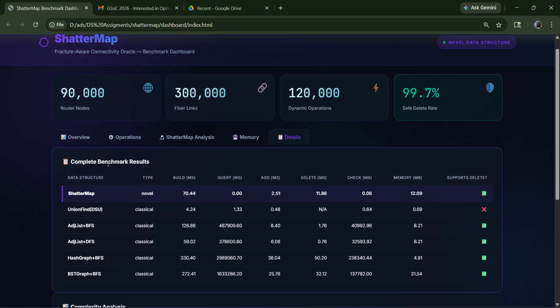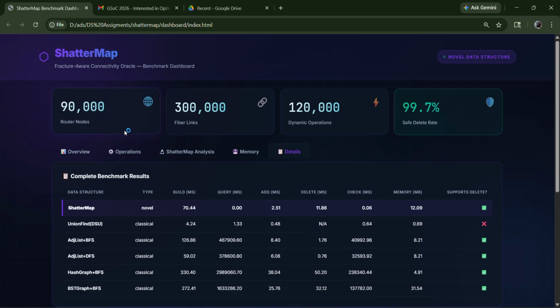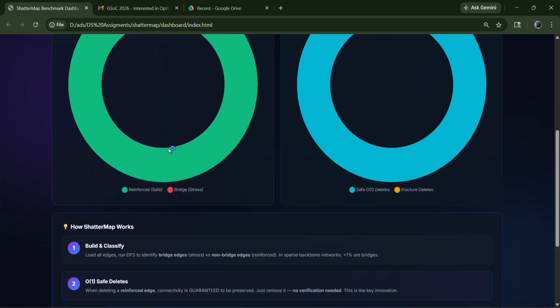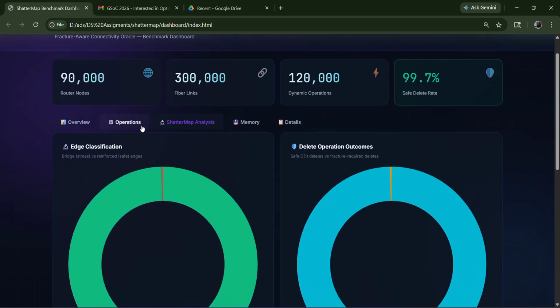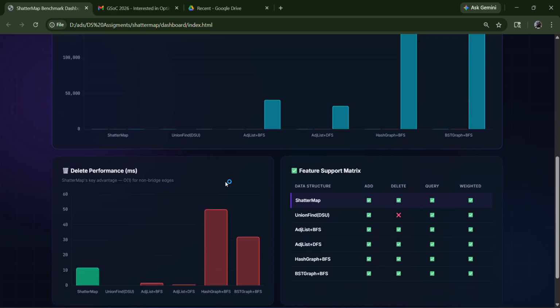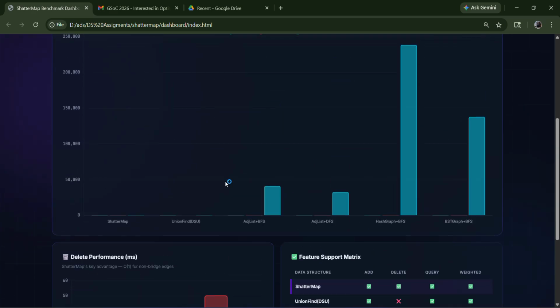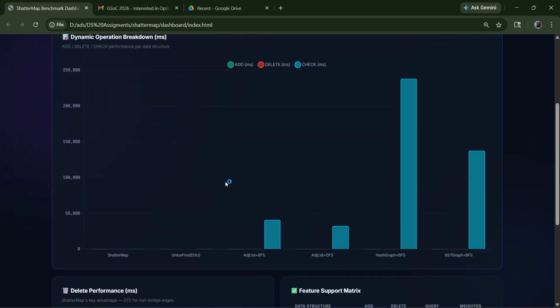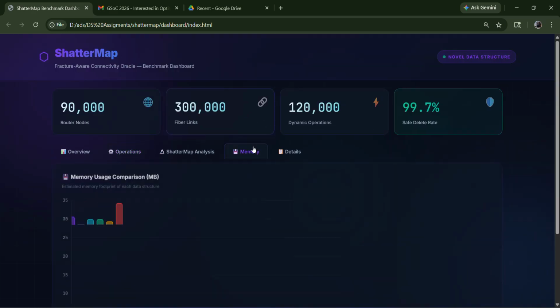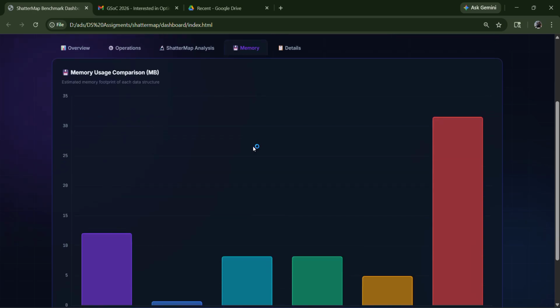So, coming to the conclusion, Shutter Map proves that the best innovation comes from understanding your specific problem. By recognizing that backbone networks are sparse and mostly redundant, researchers built a structure optimized for reality, not theory. The result is a data structure that is as simple and fast as Union Find, but with the power to handle the dynamic, real-time demands of 21st century infrastructure.